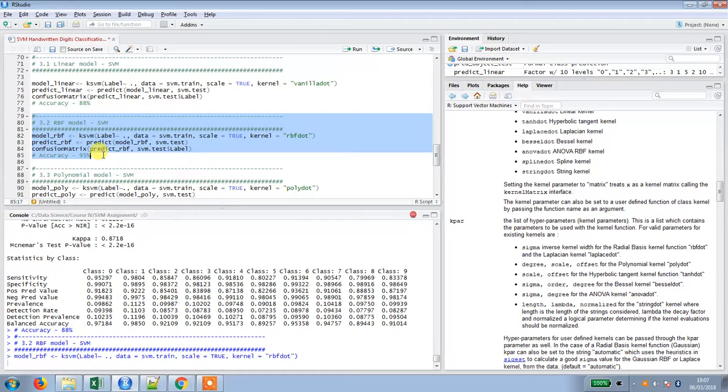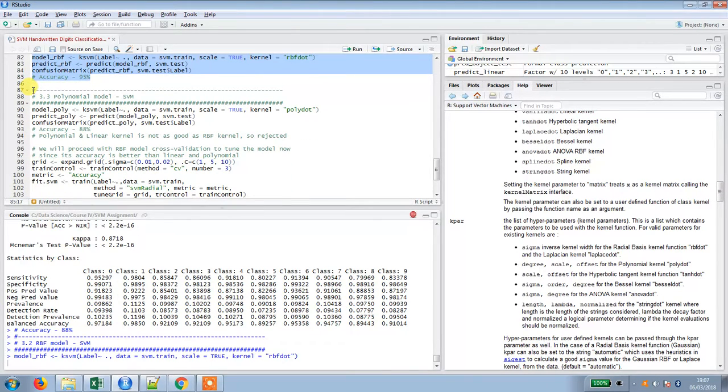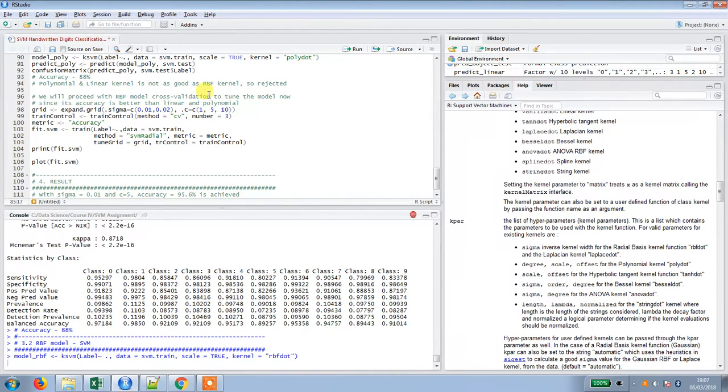Since the data set is huge, this is computationally very time expensive, and we see that once it gets completed, the accuracy that we get is 95%. And when we do the same operation using the polynomial function as signified by the polydot kernel hyperparameter, we see that the accuracy is 80%. So the RBF kernel in this case seems to be a better choice when compared to the polynomial and the linear kernels.